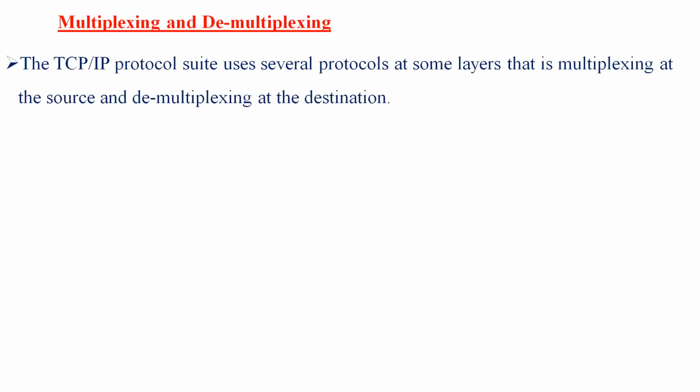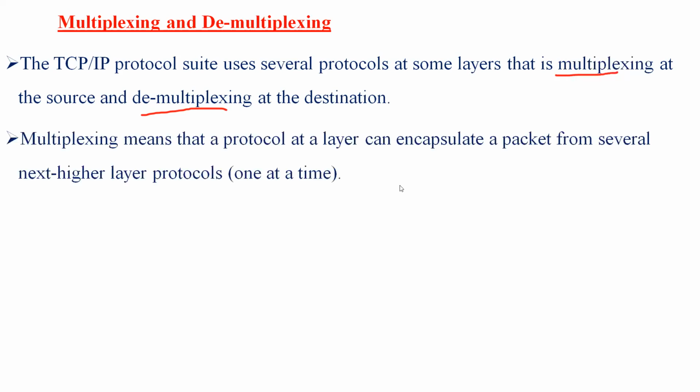So next, about multiplexing and demultiplexing. TCP/IP also supports multiplexing and demultiplexing. TCP/IP protocols use several protocols at some layers. So there is multiplexing at the source and demultiplexing at the destination. At the source end it is multiplexing, and at the destination it is demultiplexing. Let's see what we mean by multiplexing and what demultiplexing is.